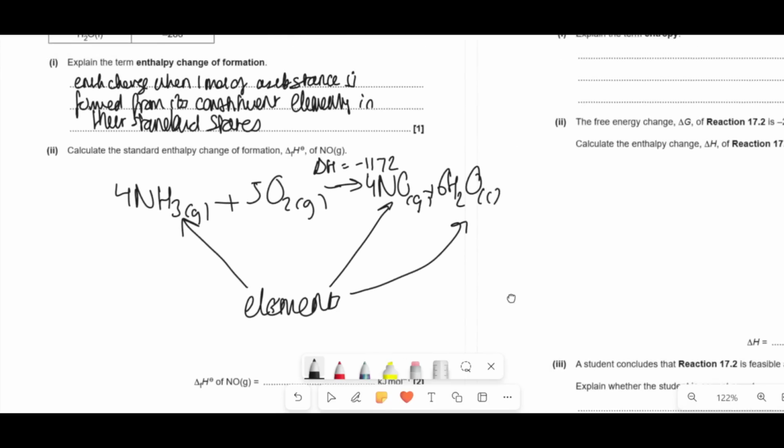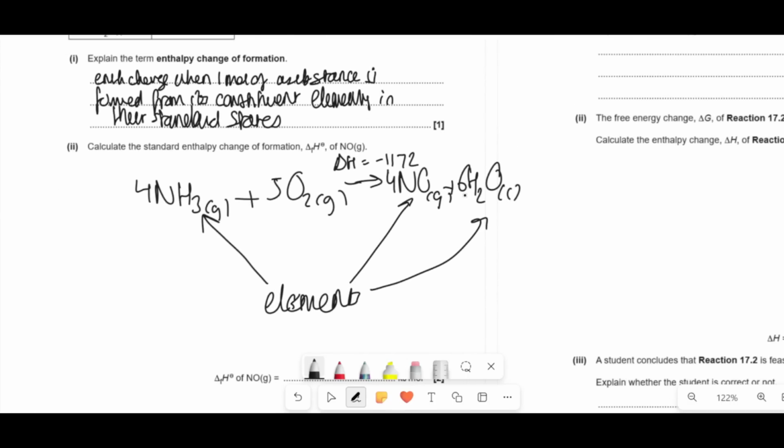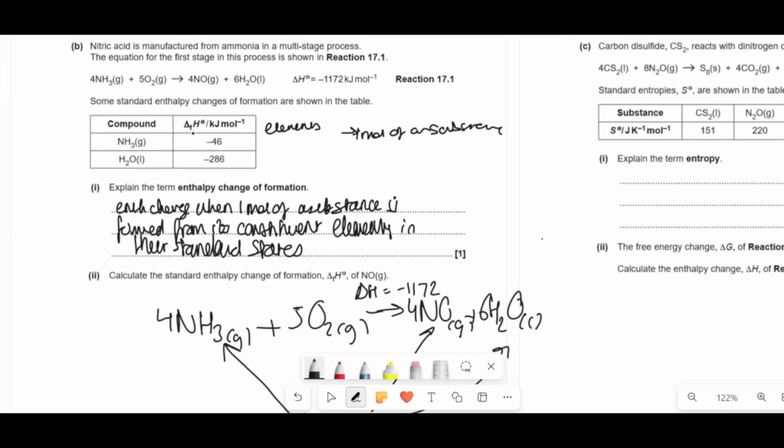So if you track back to this question, I've done that same thing. The overall equation is this thing here. They've asked me for the enthalpy of formation of one thing. I need to look at the table. They've given me enthalpies of formation. These are where you make 1 mole of a substance from its elements. That is the 1 mole of substance part. So what fed into that is elements, like that, to make the enthalpy of formation.